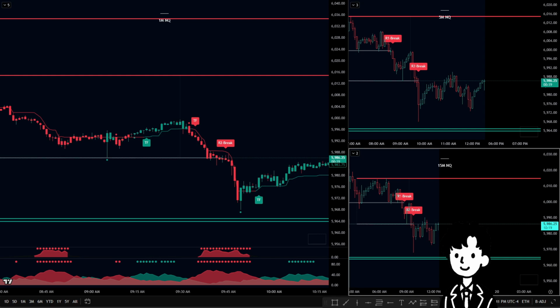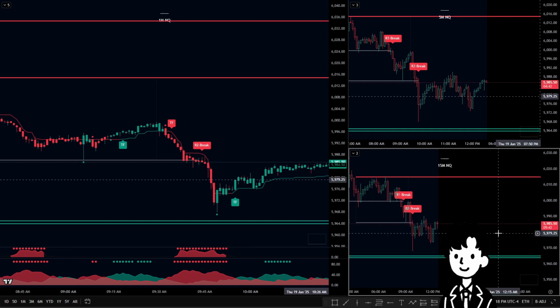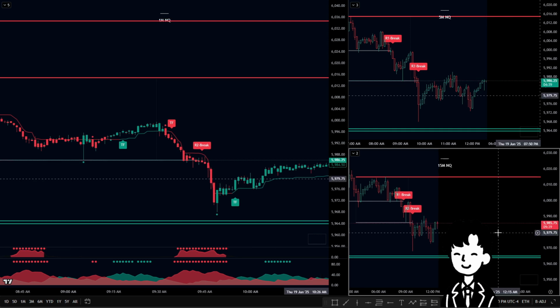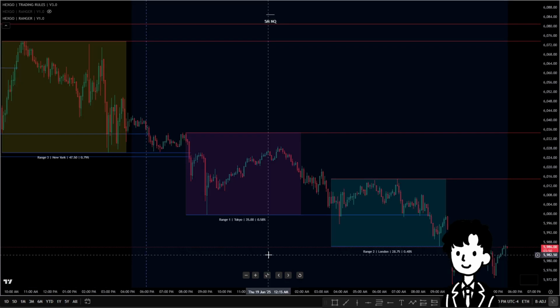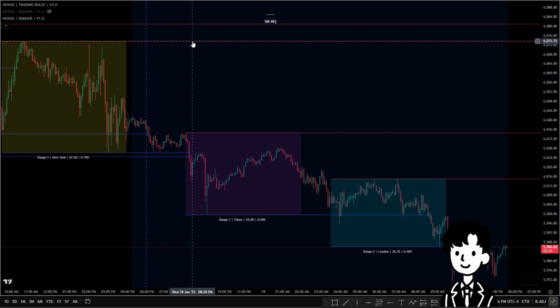Hey guys, I'm here to showcase to you the Ranger indicator. This indicator is insane. Basically, what the Ranger is, it is the highs and lows of the session times. As you see here, if you'd like to trade futures, I have the session times for New York, Tokyo, and London. After a session is fully over, it plots the highs and lows of that full session.